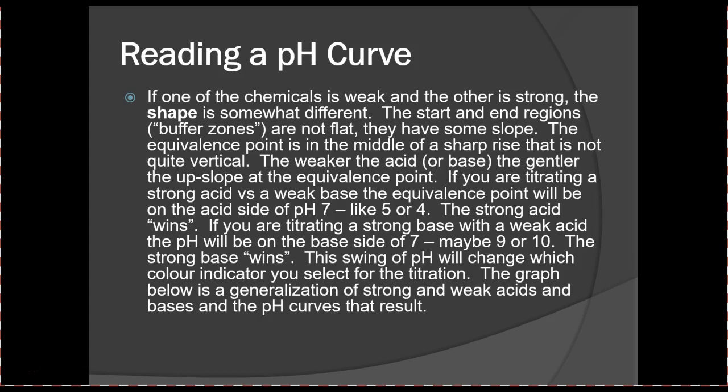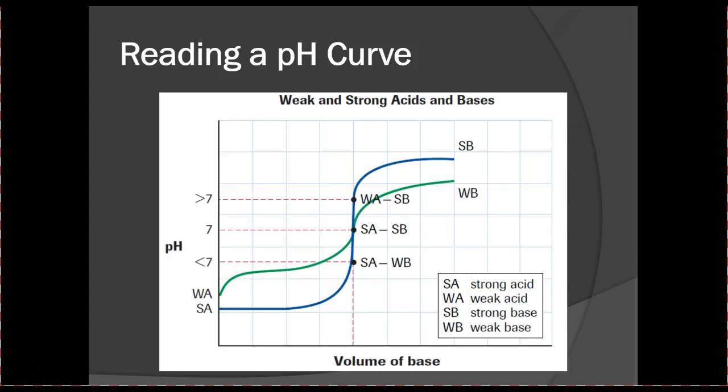And if you're titrating a strong acid versus a weak base, then the equivalence point will be on the acid side of pH 7, because the strong acid tends to overrule the weak base. And vice versa, if you're doing a strong base with a weak acid, then the pH for your equivalence point will be closer to 9 or 10, so on the base side of 7, because the strong base overrules the weak acid. So this graph is a really good representation of what we're talking about here.